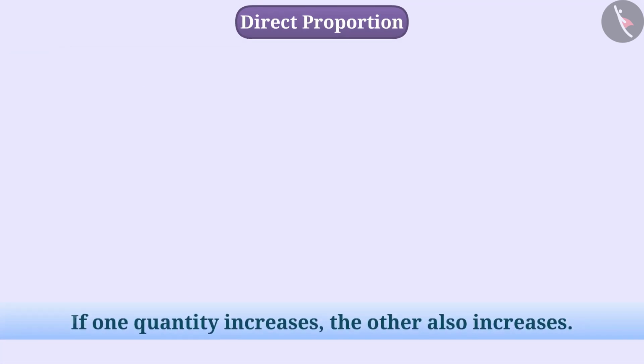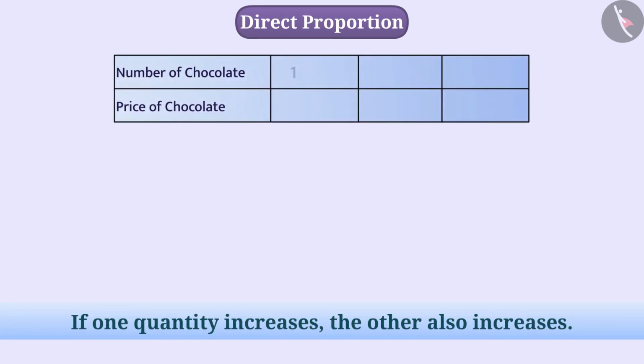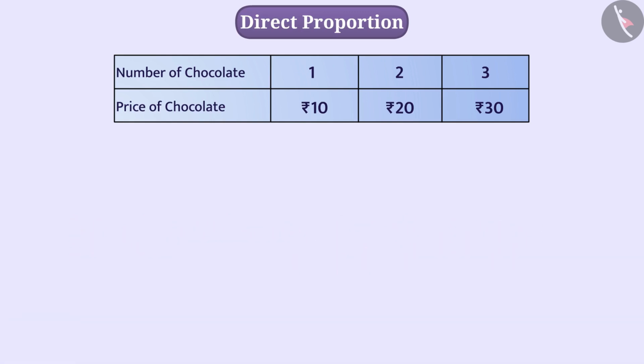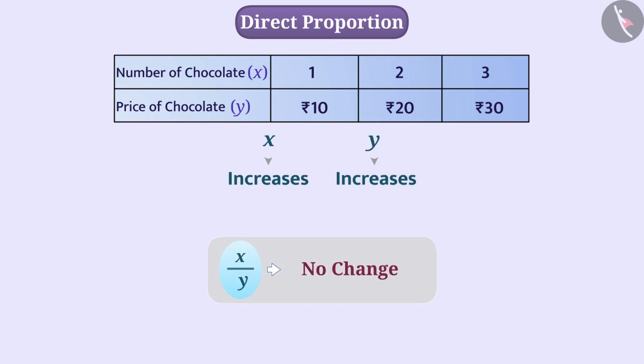Many times we encounter situations such that if one quantity increases, the other also increases. For example, if the number of chocolates increases, their price also increases. But in each case, the ratio of number of chocolates and their prices will be the same. If there is an increase in one quantity X in such a way that the other quantity Y also increases in such a way that there is no change in the ratio X by Y, then we say that X and Y are in direct proportion.